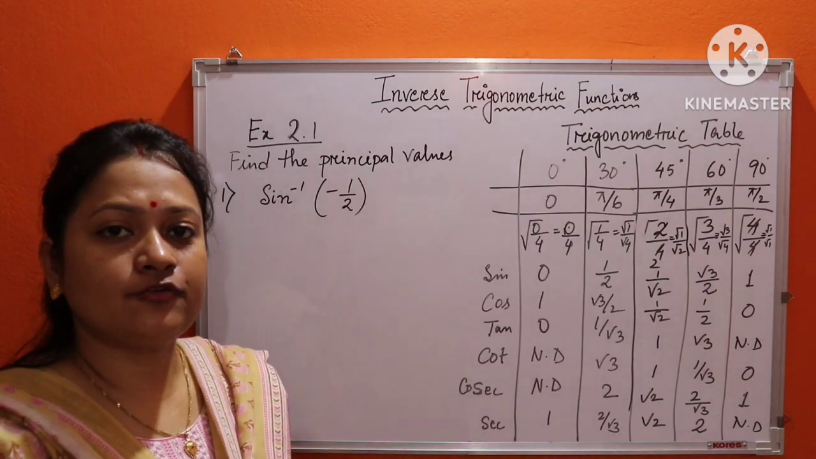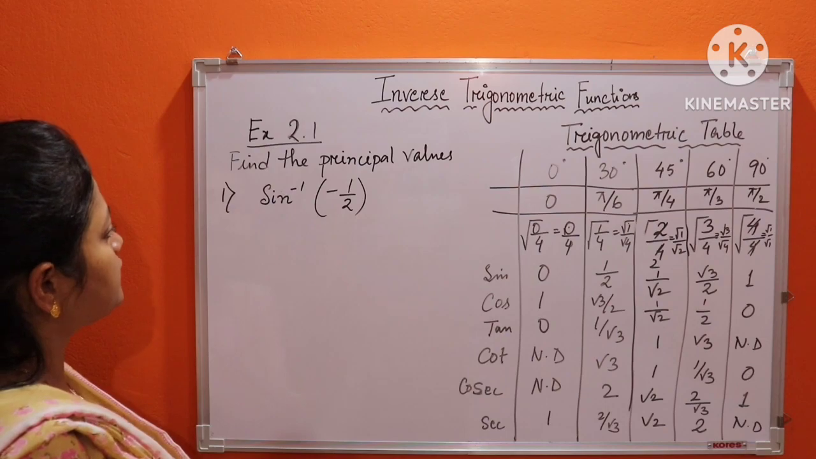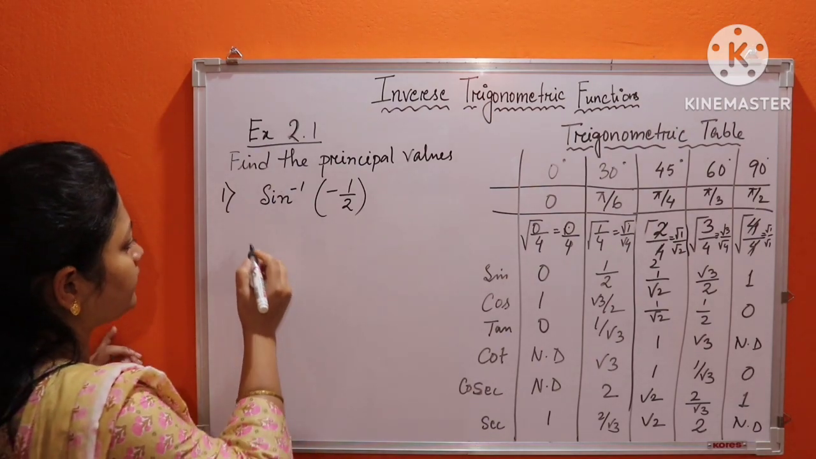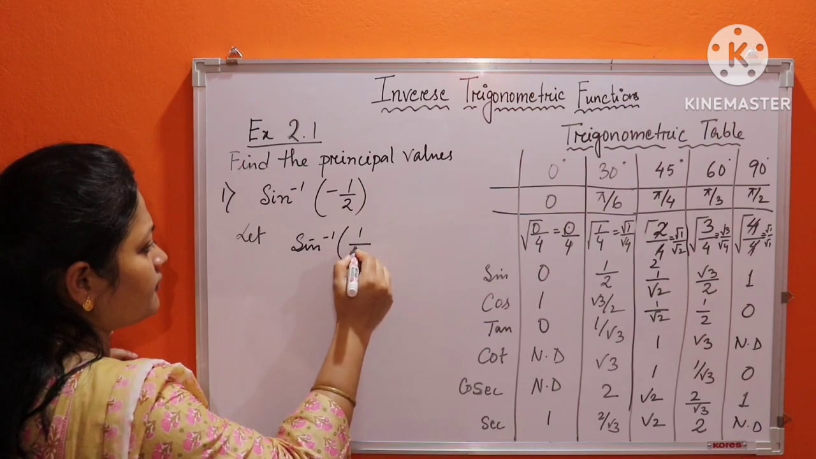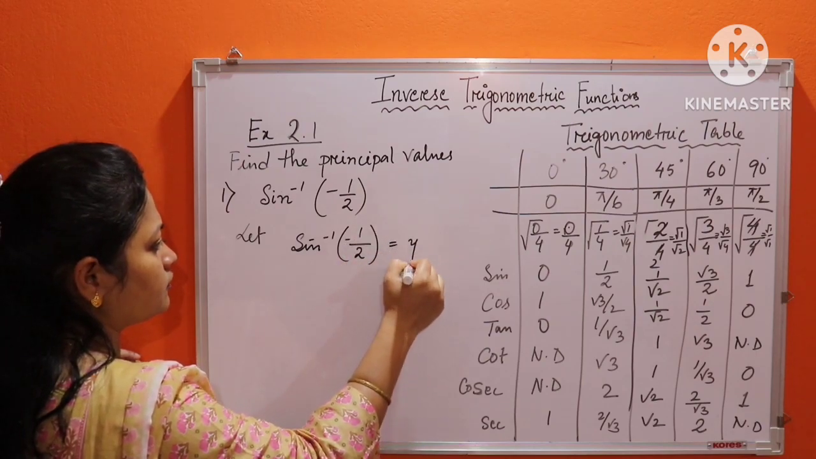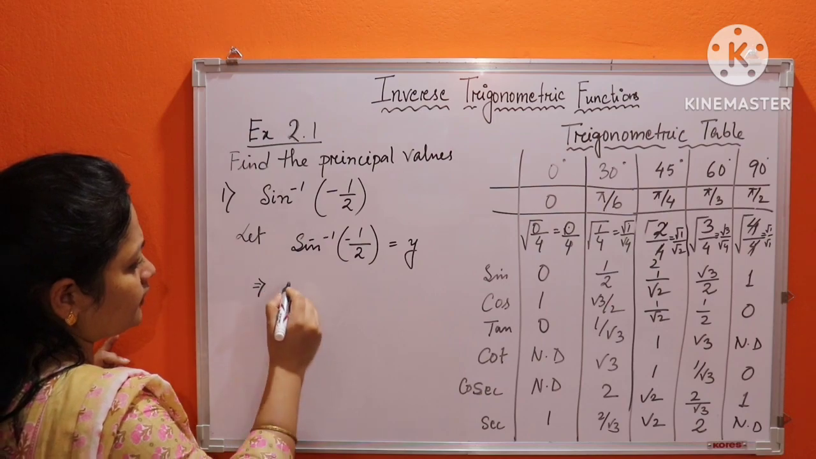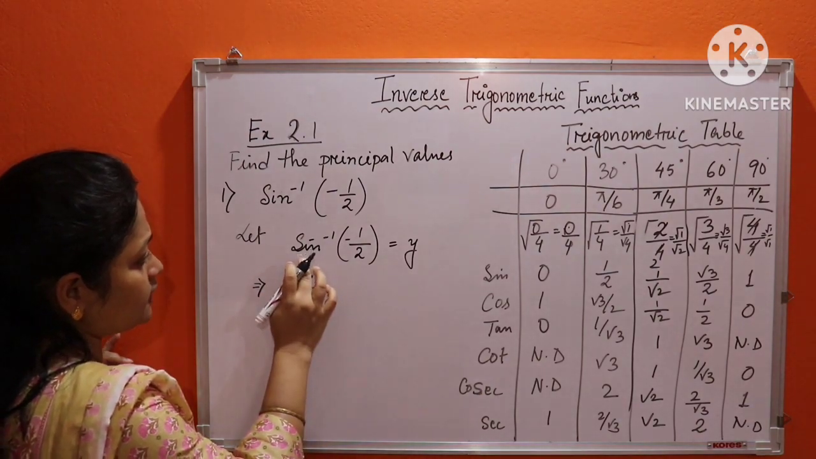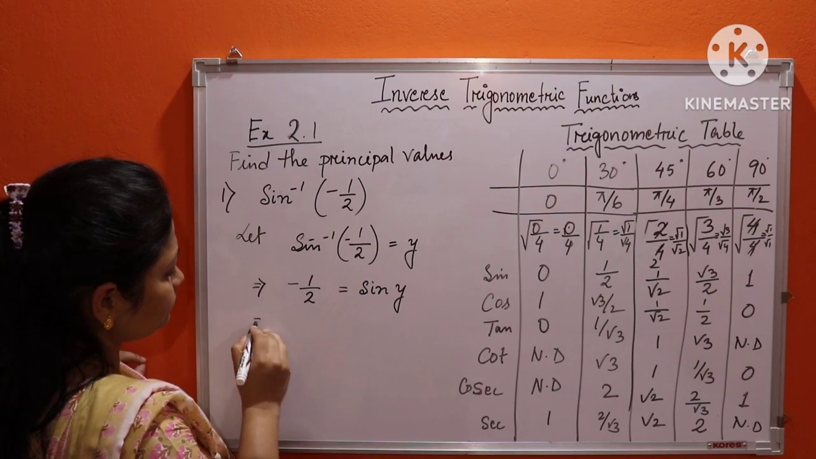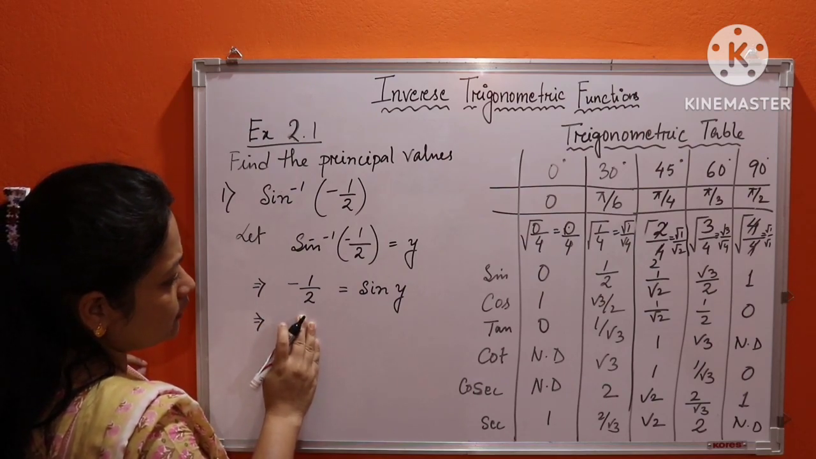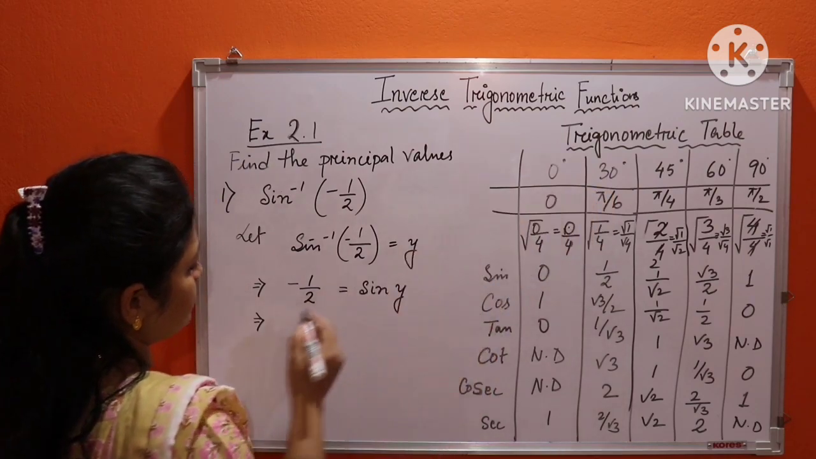Let us solve exercise 2.1. The first question: find the principal value of sine inverse of minus 1 by 2. Let sine inverse of minus 1 by 2 be equal to y. I will take sine inverse to the other side, which becomes sine y equals minus 1 by 2. The value for sine half is in which degree? 30 degrees, that is pi by 6.